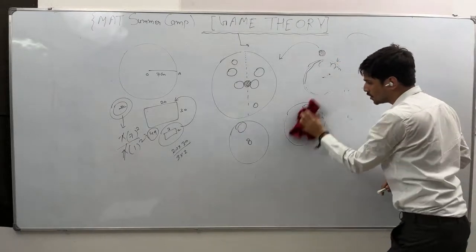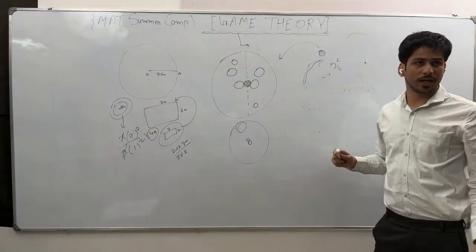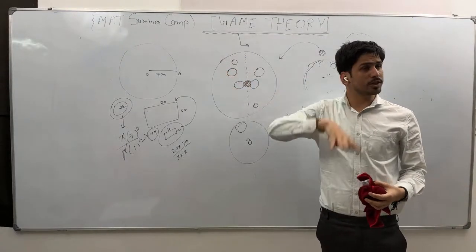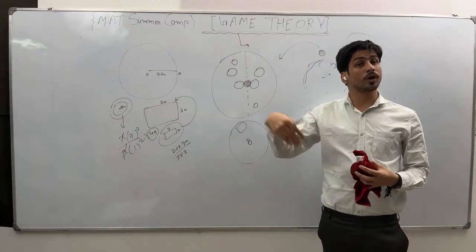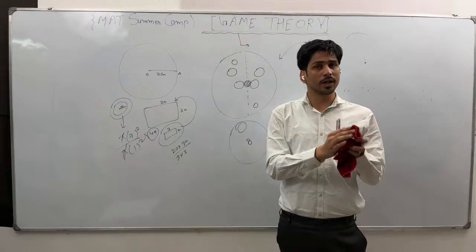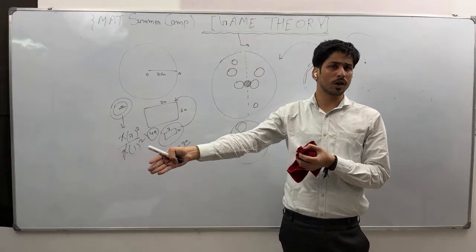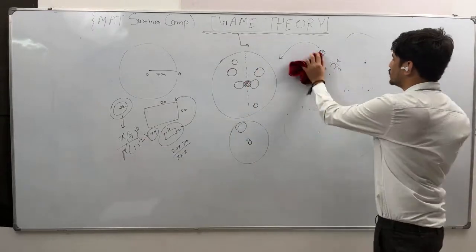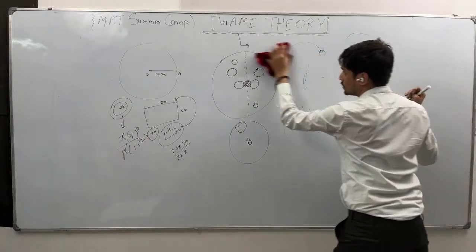So in game theory, what we do is design a strategy. You are given a set of rules, then you design a strategy so that you can win. Any game will be given, and you have to design a strategy so that in that game you will definitely win.